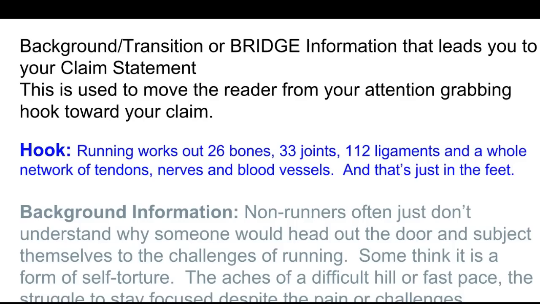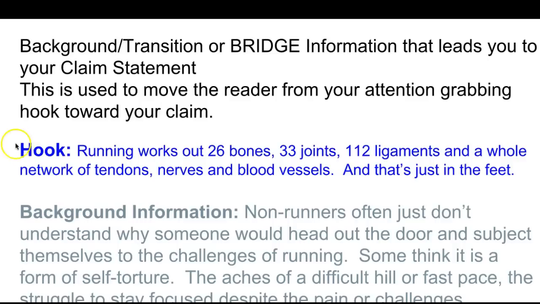So, next thing after the hook sentence is the background or transition information. This is a really important idea because it bridges the reader from the attention-grabbing hook toward the claim statement itself. So you use it to move the reader through that first paragraph.